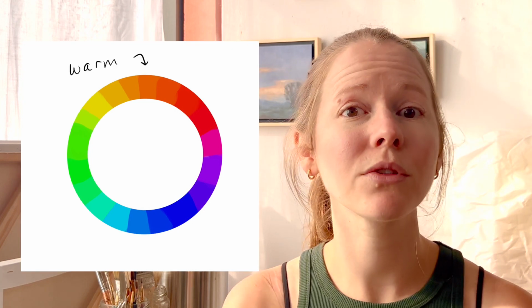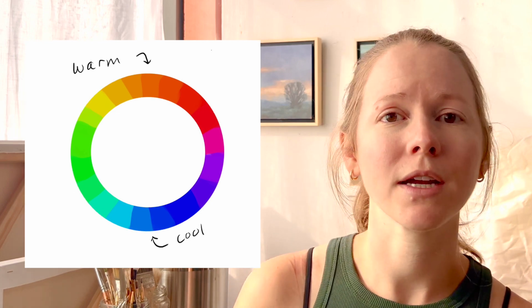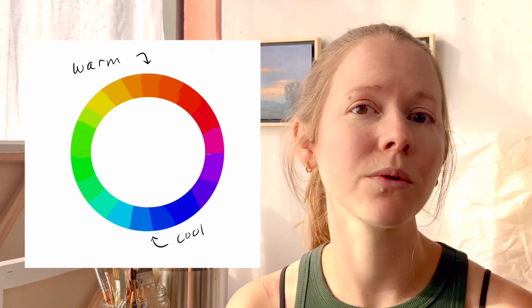So first, let me just quickly introduce color temperature. Color temperature, from my understanding, is this idea of how warm or cool a color is. And the way I simplify this is that warm colors are more orange and cool colors are more blue. So if you look at the color wheel, we can see the colors that are closer to orange, like red and yellow, those are usually warmer, and we can see the colors that are closer to blue, like green and purple, that are usually perceived as cooler.